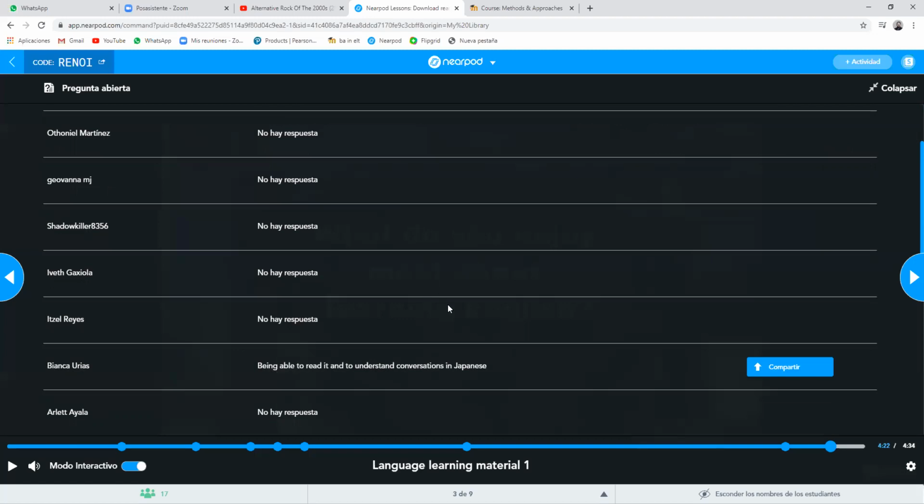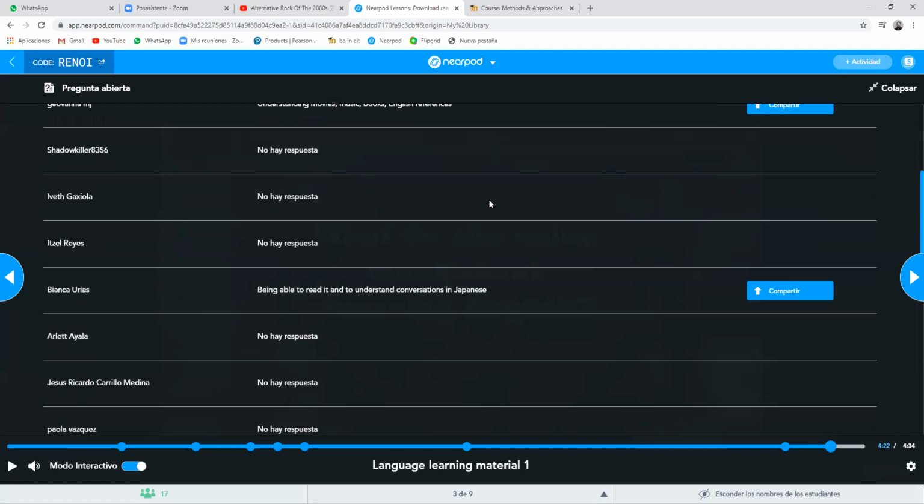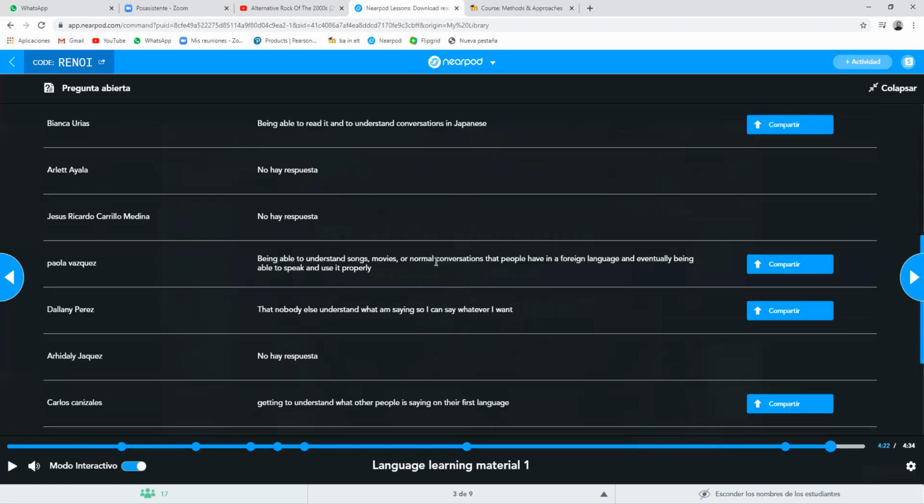Okay, being able to read it and to understand conversation in Japanese. All right, Bianca. It's a thrill. Understand the movies, like English references. Okay, it's good. Being able to understand songs, movies, being able to talk to them. And nobody else understands what I'm saying. I can say whatever I want.